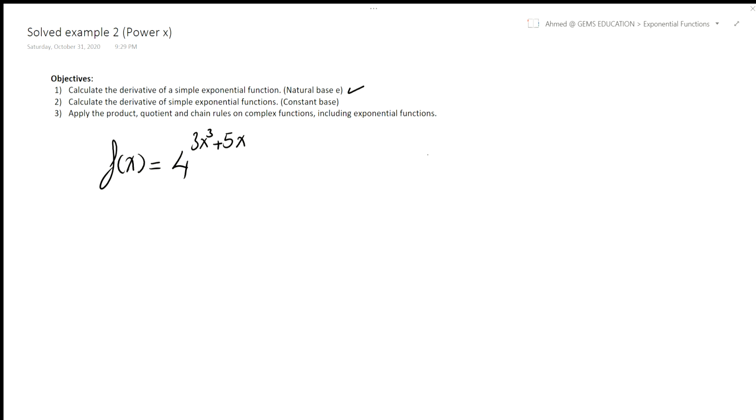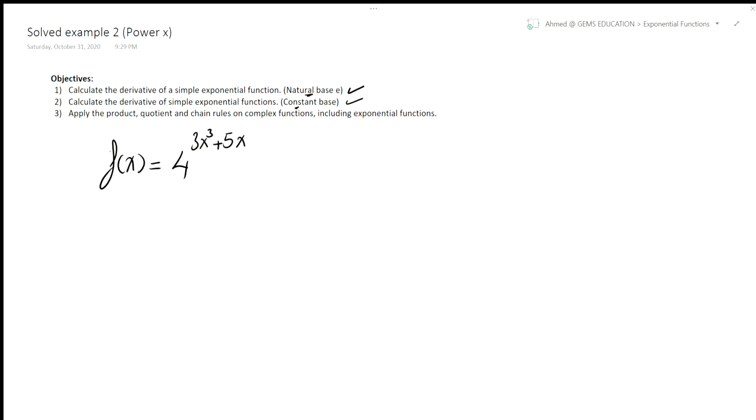Great. So now you've achieved the first objective, calculate the derivative of a simple exponential function with a natural base. We now start to work on calculating the derivatives of simple exponential functions, but with a constant base, just like the example over here.